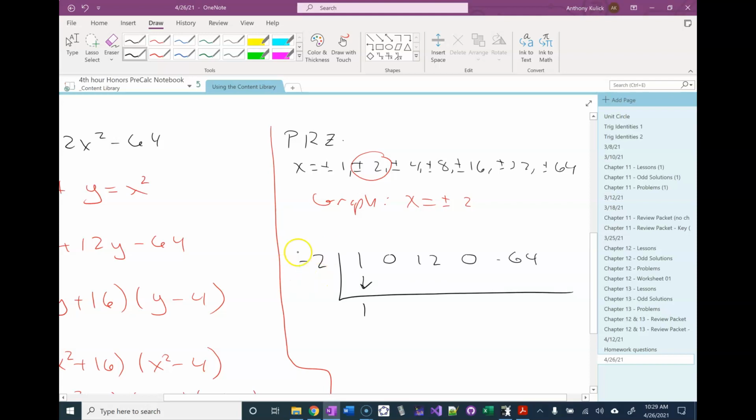Then we're going to take the number on the outside, multiply the number underneath, and write it in the next empty spot, and then add down. And then just keep repeating that. So -2 times -2 is 4. Add down is 16. -2 times 16 is -32. Add down, that's -32. And then do it again, and we get 0.